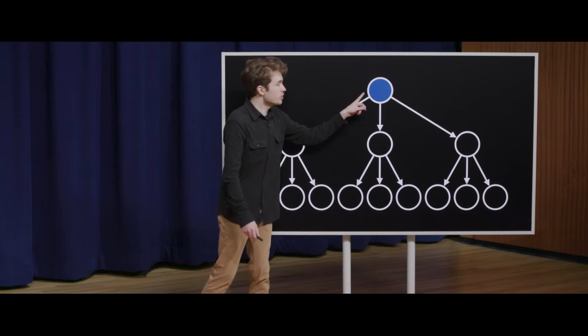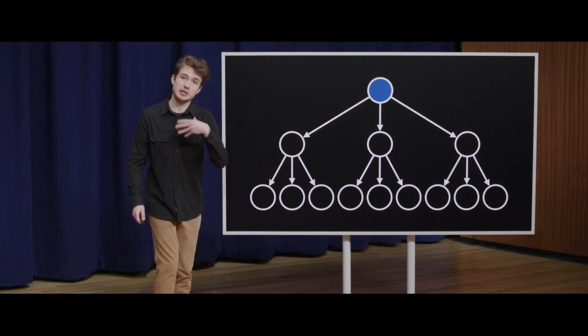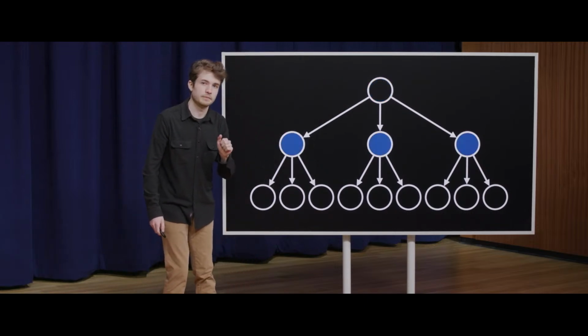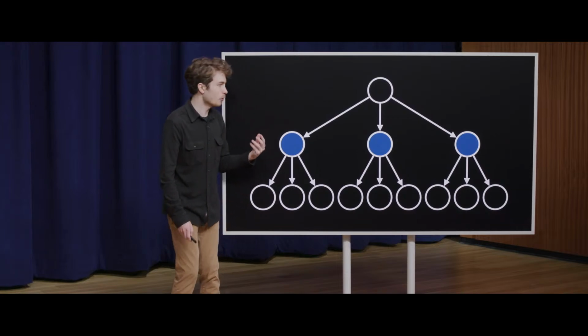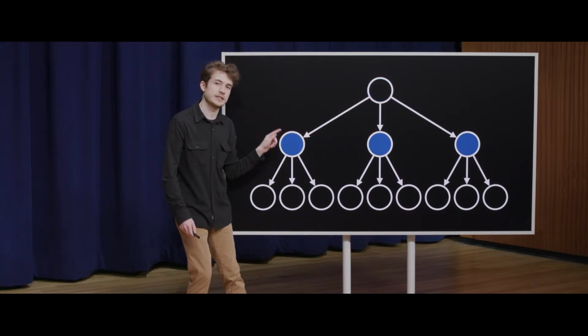Now, this node here points to 3 other nodes. And some new vocabulary here is that this node has 3 children. Going back to that family tree example, we see that this node here has 3 children, which are these right here.